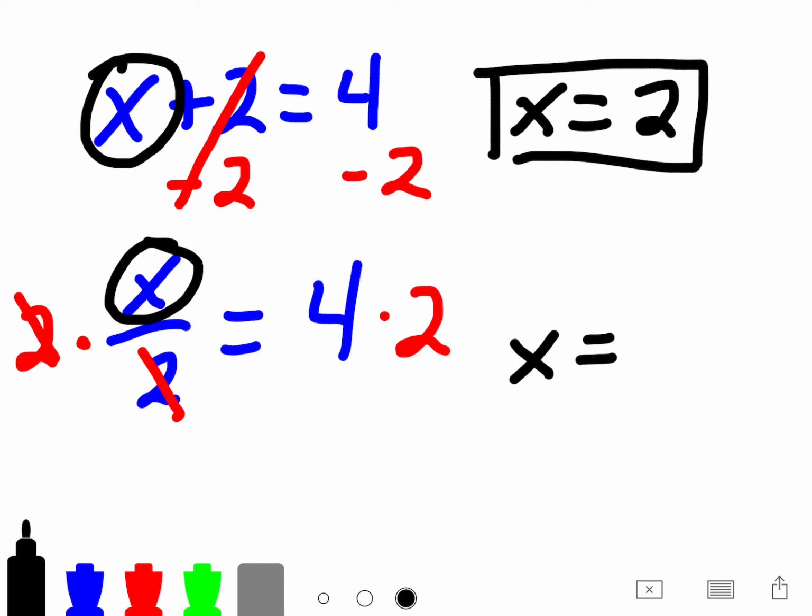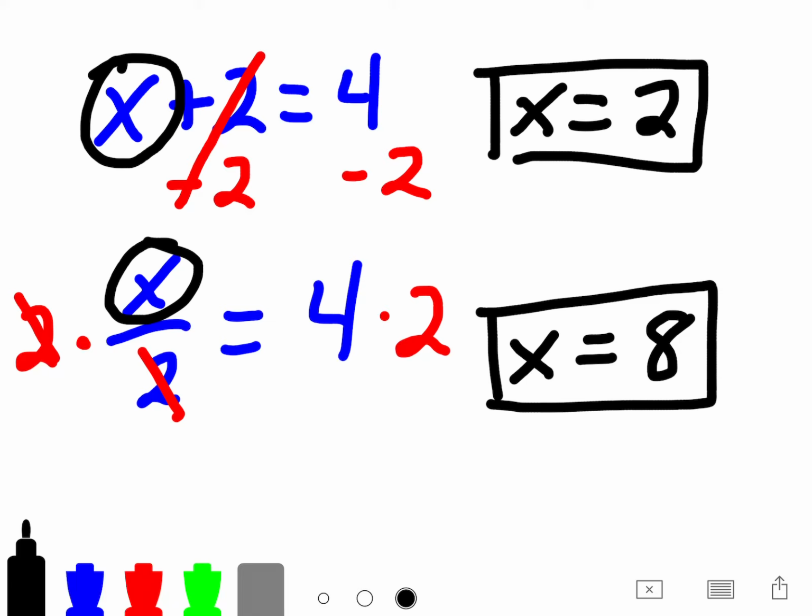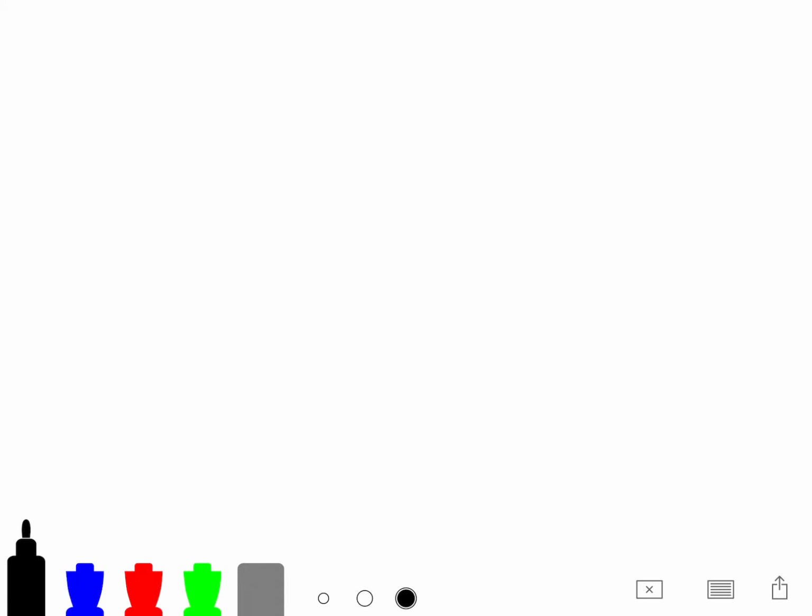x equals, on our other side, we have 4 times 2. 4 times 2 is 8. Once again, our variable is isolated. Everything on the other side is simplified. So we're good to go. These are examples of one-step equations. So the thing to keep in mind is that I circled my variable, and then I got rid of the stuff that was on the side with the variable so that the variable could be isolated, so that the variable could be by itself. Okay, so let's try an example of a two-step equation.